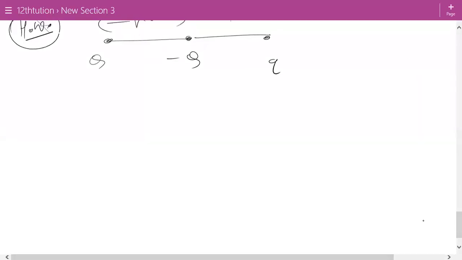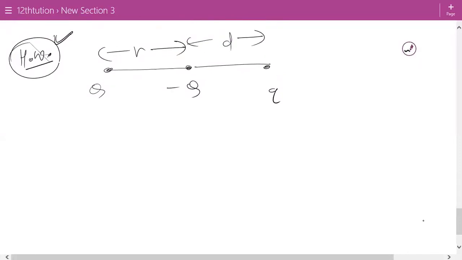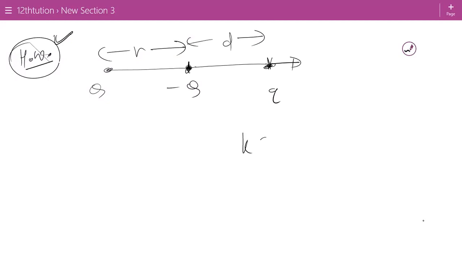Or let me write the solution. See, this is the negative q charge. There is this small q charge, right? So the force between these charges, like the force on this small q charge, will be k q by d square, where d is the distance. In which direction? It is going to attract, so in the left side, right? Or you can say in the minus side. So it will be minus.